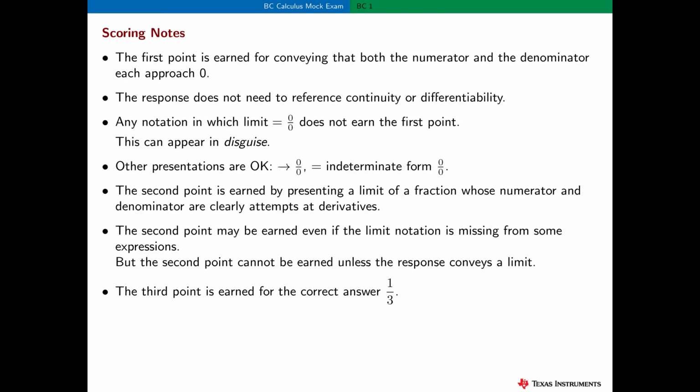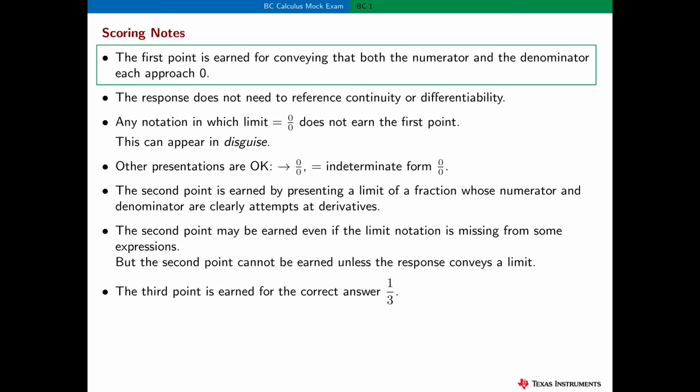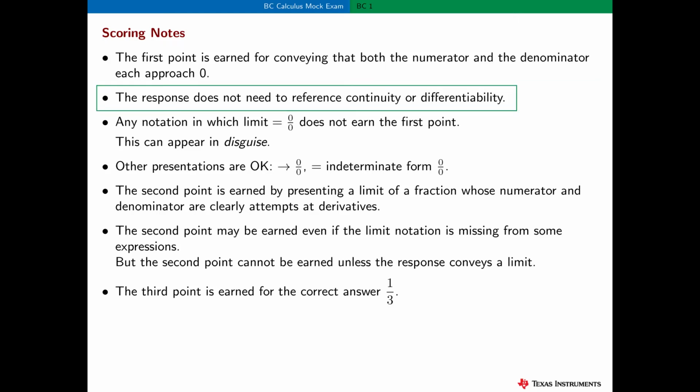Here are some interpretations of these guidelines to help understand how points are earned. The first point is earned for verifying that both the numerator and the denominator approach 0. In general, the student does not need to reference continuity or differentiability to evaluate either of these limits. That would be nice, but it's usually not necessary to earn the point.